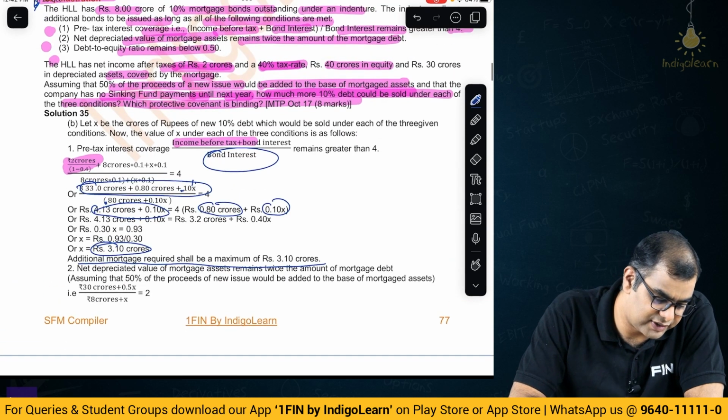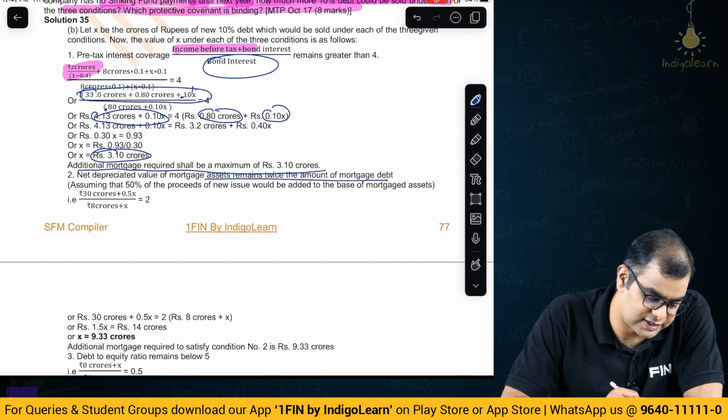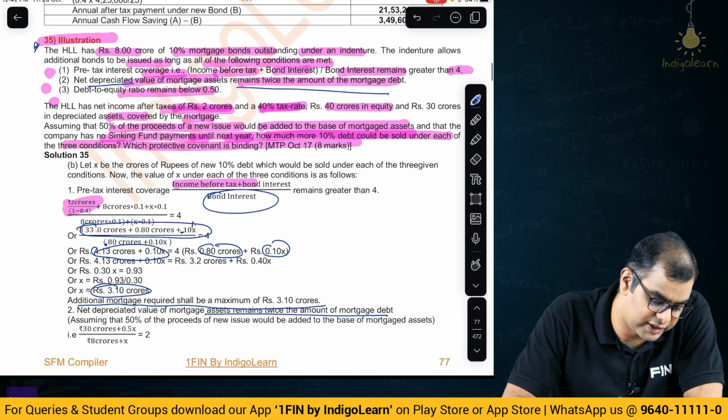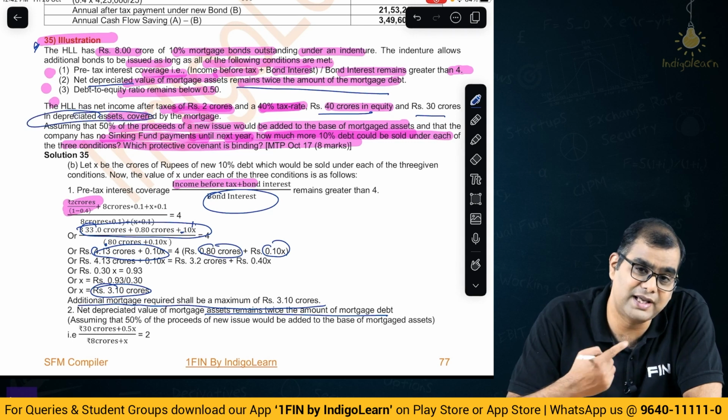Next covenant. What is the next covenant? Net depreciated value of mortgage assets remains twice the mortgage debt. What is the net depreciated value of the current mortgaged assets? 40 crores in equity, 30 crores in depreciated assets. 30 crores is the depreciated assets. So the net depreciated value remains twice the amount of debt.